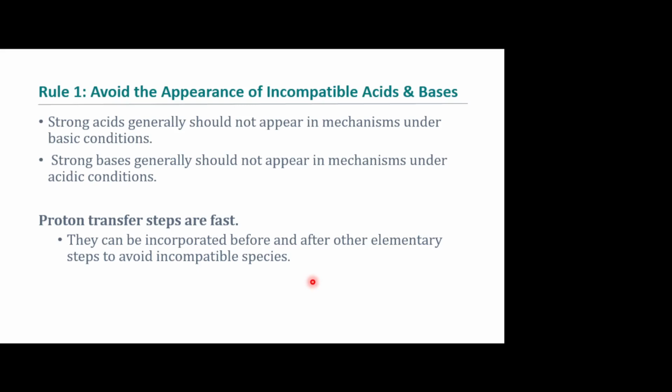Now, they should be incorporated before and after other elementary steps. This will help you, number one, avoid incompatible species. But number two, if you have two molecules coming together, they're going to take a lot longer to do that than a proton transfer. So if you're trying to move a chloride or a carbon, that's going to take a lot more energy. It's going to be a lot slower, versus moving a proton.